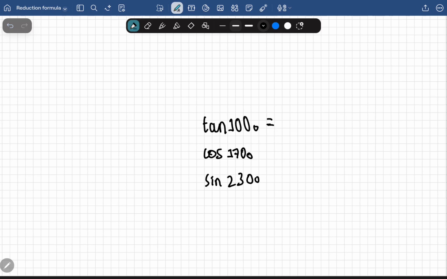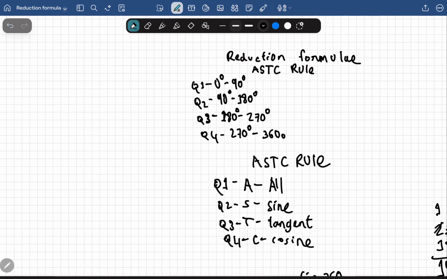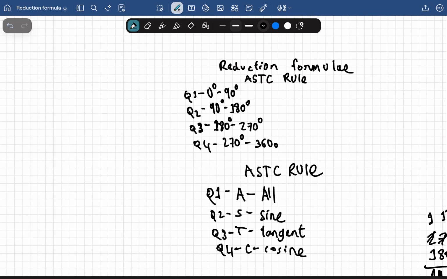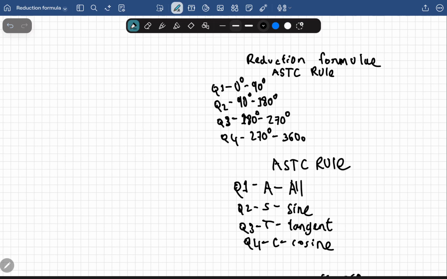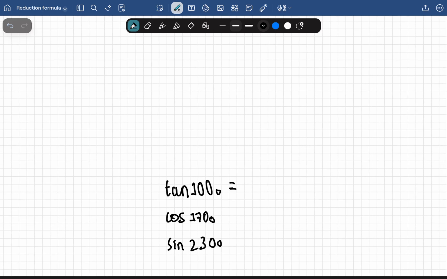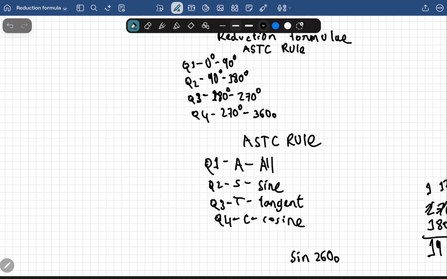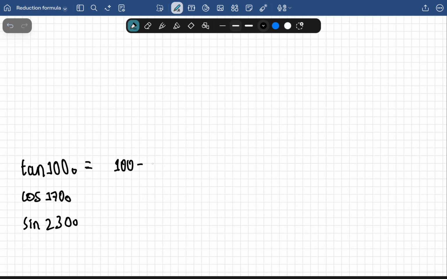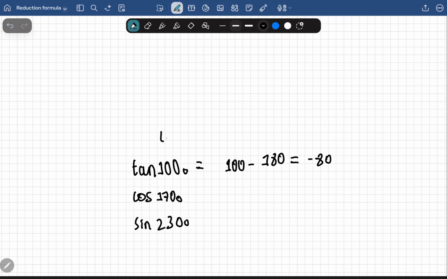First, tangent 100. You can already know by the ASTC rule that tangent does not come anywhere close to 100. So you remember 100 minus what comes there. So 100 minus, where is tangent, in quadrant 3? Minus 180, which is of course negative 80. So the answer to the first one is tangent 100 degrees equals negative 80. That's the answer.